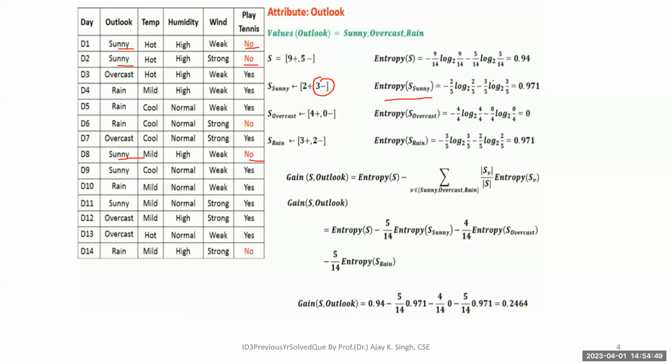So what is this 3? 3 is your negative case. The positive case we have already considered here. Now we are supposed to take the negative case. So the negative case is nothing but 3 negative cases by the total number of cases, that is the probability, log base 2 of 3 negative cases by total cases. So it is coming out to be 0.971. So I think it is clear.